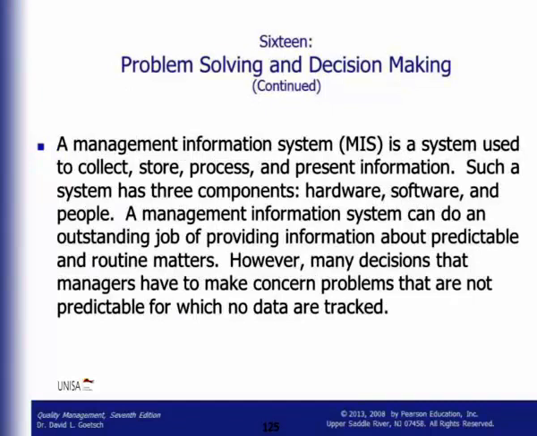A management information system is a system used to collect, store, process, and present information. Such a system has three components: hardware, software, and people. A management information system can do an outstanding job of providing information about predictable and routine matters. However, many decisions that managers have to make concern problems that are not predictable, for which no data are tracked.